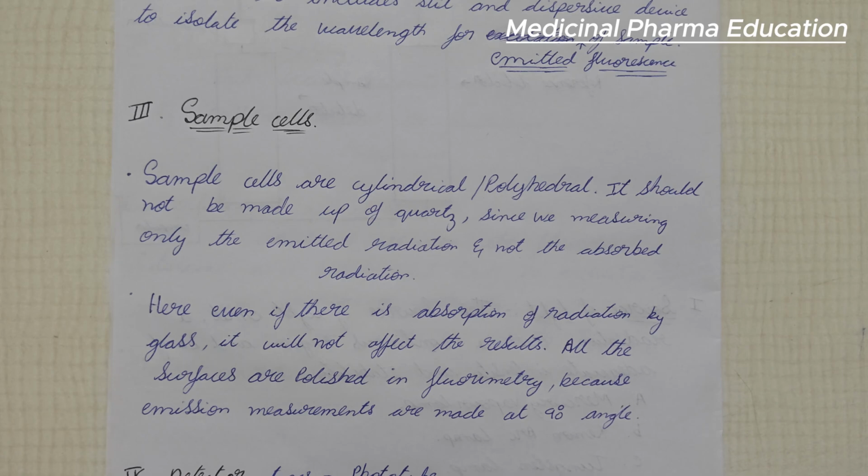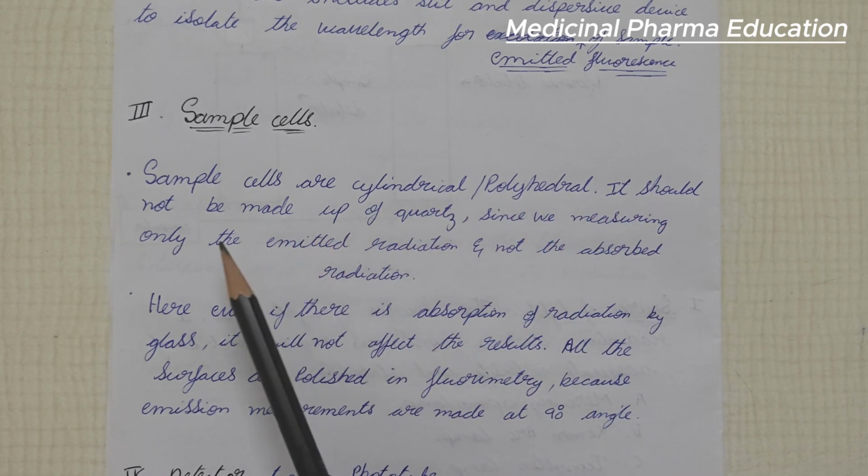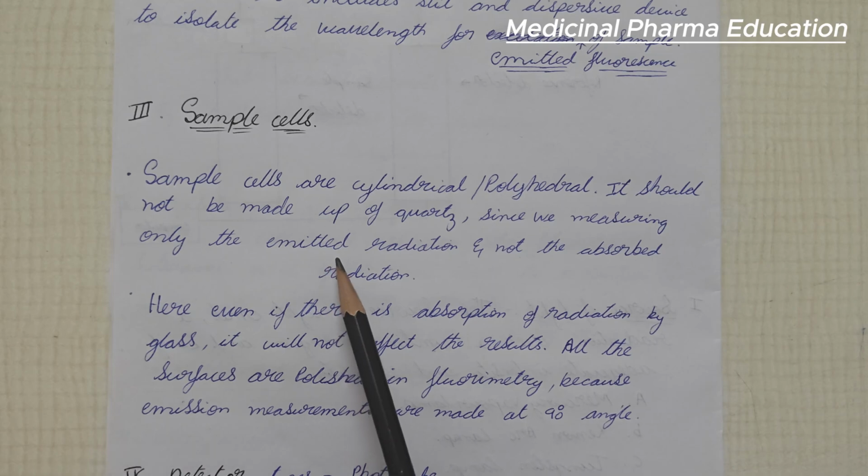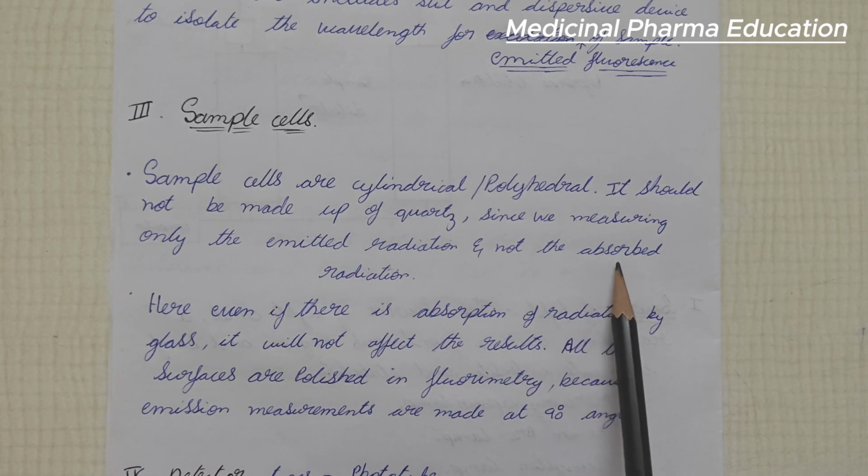Okay, next, sample cell, it's the same. We use the cuvette, or it can be cylindrical or hexagonal. The samples are cylindrical or polyhedral. It should not be made up of quartz. See here, the material should not be made up of quartz, since we are measuring only the emitted radiation but not the absorption radiation. Quartz is used when we are finding the absorption of radiation.